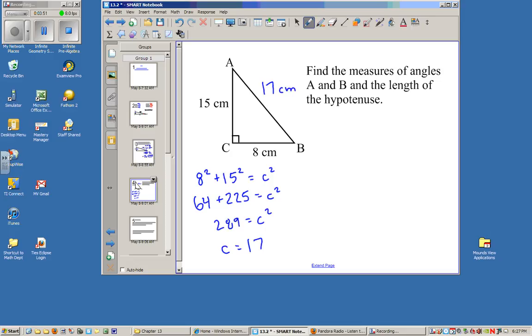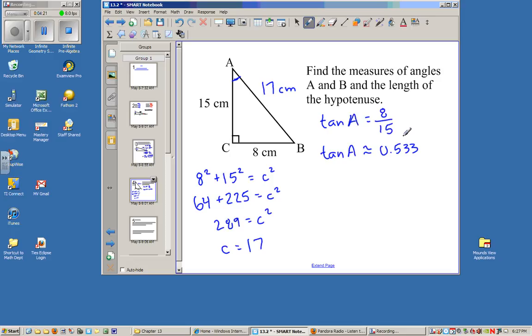Now, to find the measure of the angles, let's say we want to find angle A here. We're going to use our tangent because we have opposite over adjacent. So we would say tangent of angle A equals 8 over 15. We can simplify this 8 over 15. Let's write this as a decimal. So tangent of A is approximately 0.533 repeating.